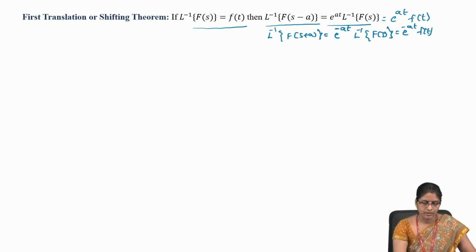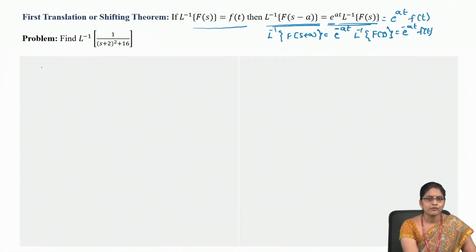That means to find the inverse Laplace transform of f of s minus a, multiply the inverse Laplace transform of f of s by e power at. See an example problem for better understanding of the first shifting theorem.